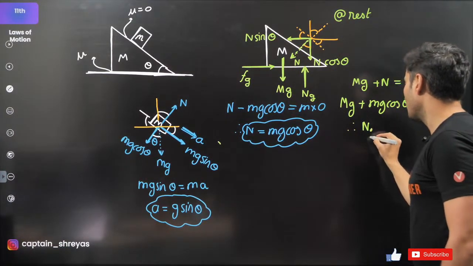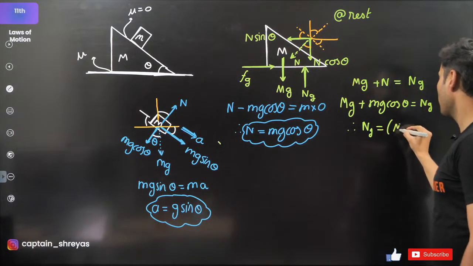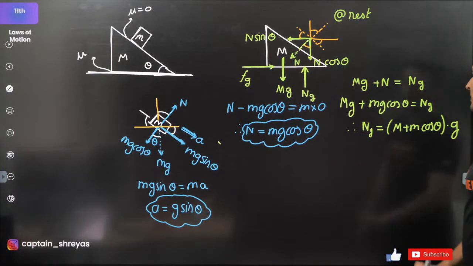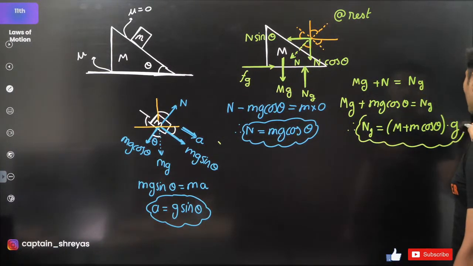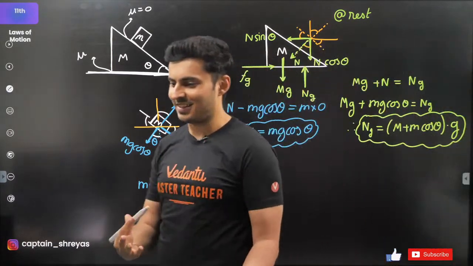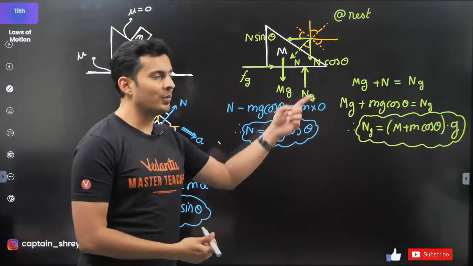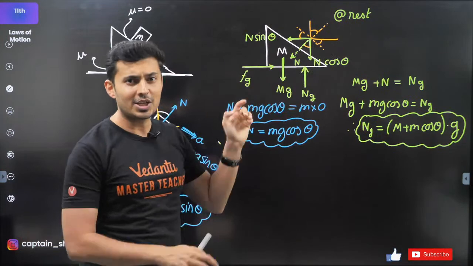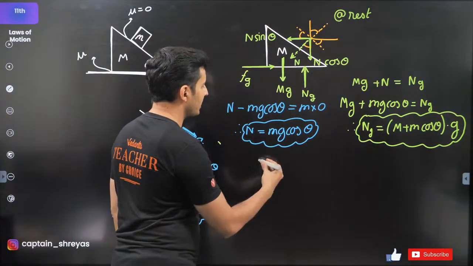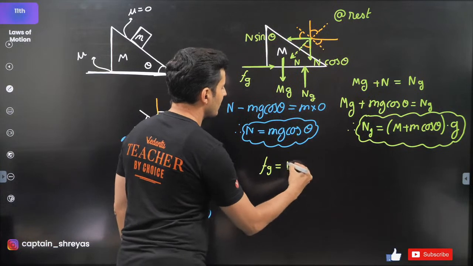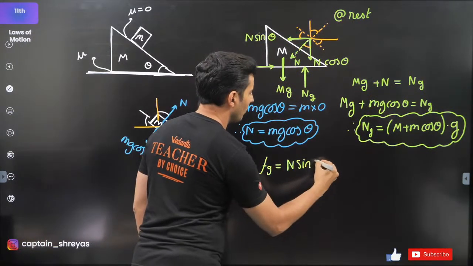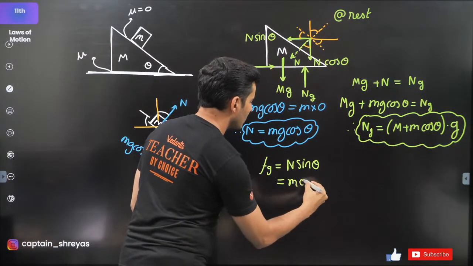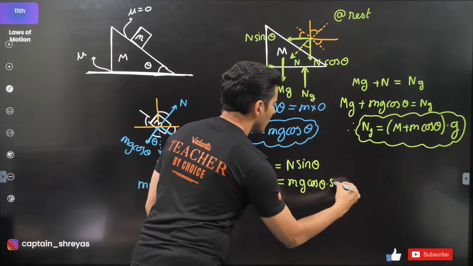Therefore, the normal from the ground will be equal to (M plus small m cos theta) the whole thing multiplied by g. That is what the normal force from the ground would be. Crazy. And lastly, if I want to find friction, I'm just going to use N sine theta is equal to the frictional force, because in the horizontal direction there is no other force. So in the horizontal direction, friction is equal to N's sine theta component, but N itself is mg cos theta. So this is going to be small mg cos theta into sine theta.